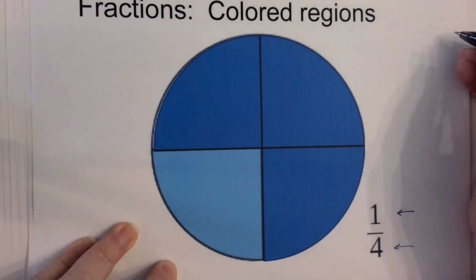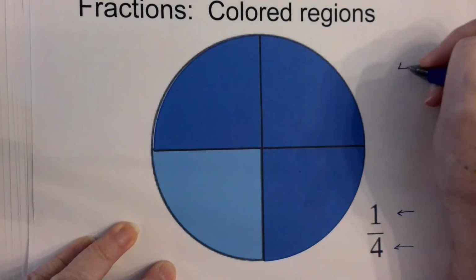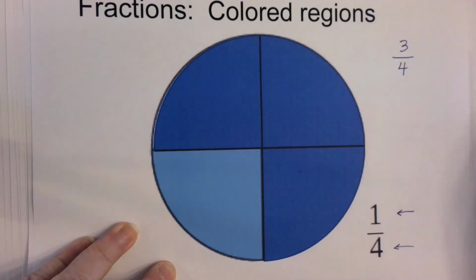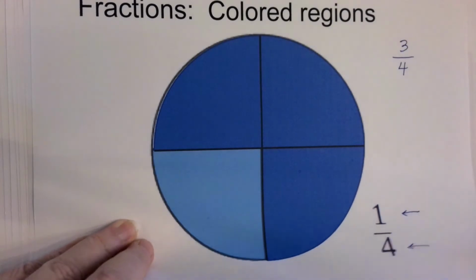I could ask the question, how much is darker blue? There'd still be 4 pieces, and 3 of them are darker blue. So 3/4 of the circle is dark blue.